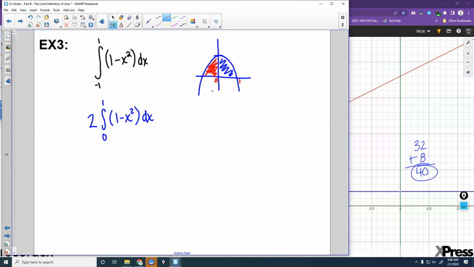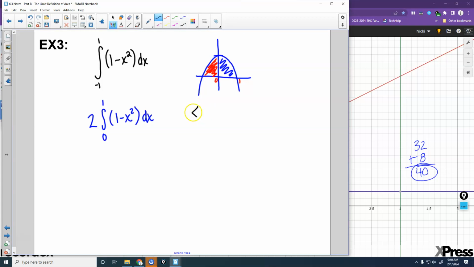Okay, this only works if your graph is symmetric about the y-axis. I think there is maybe one on your homework that's not 0 to a number, it's going to be a situation like this. Go 0 to the upper bound and then just double your answer for that. So we really just want to find this blue area right here. So we're just going to go from 0 to 1.